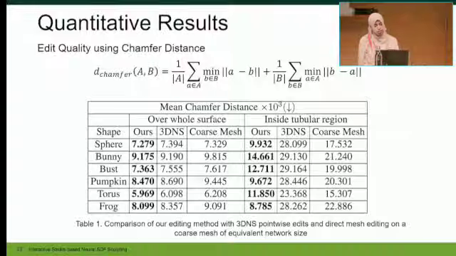These are some numbers. So we measure the chamfer distance between the ground truth mesh and our edited shape, and we also do this for 3DNS, and we also do this for the coarse mesh. So we see that within the tubular region, the chamfer distance is significantly lower compared to the other methods, which shows that the edit is being created very nicely. And over the whole surface, the difference is not that much, but it is still there. And that's because the rest of the surface requires some regularization to make sure that it stays where it's supposed to.